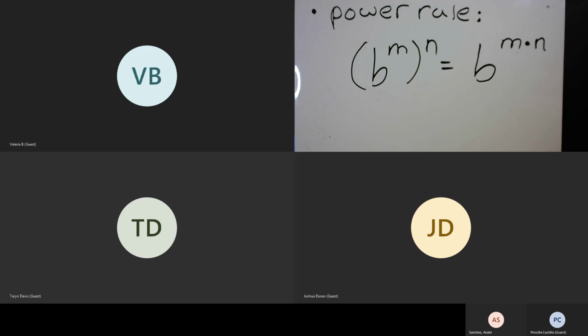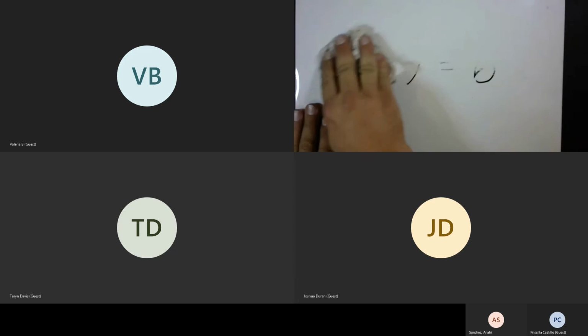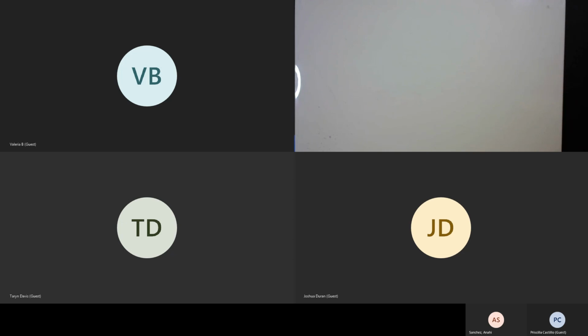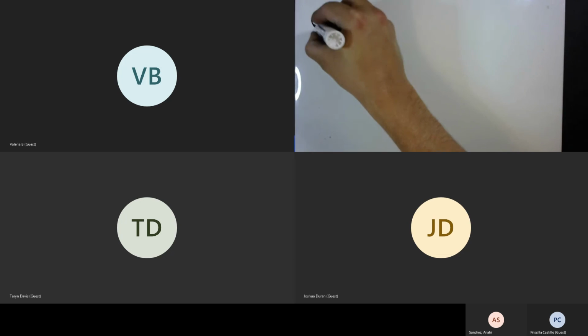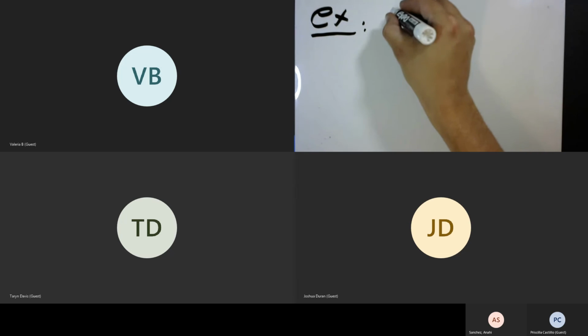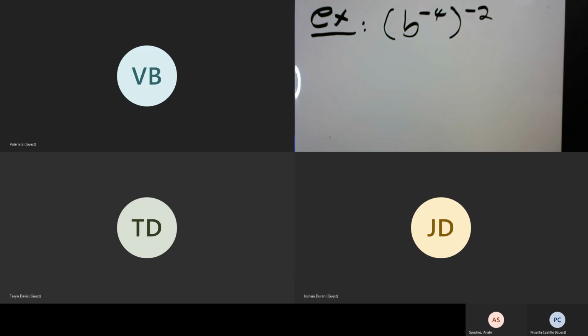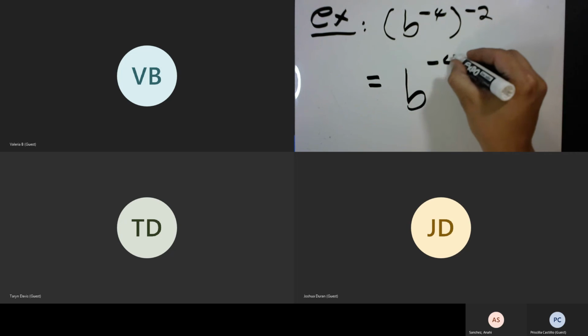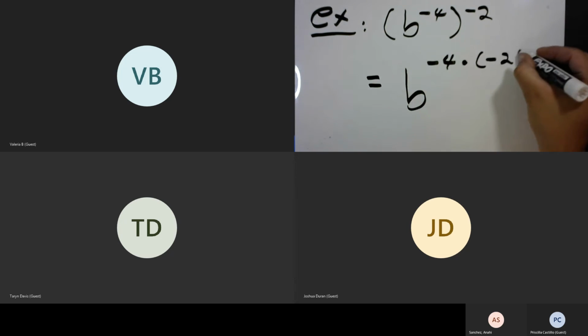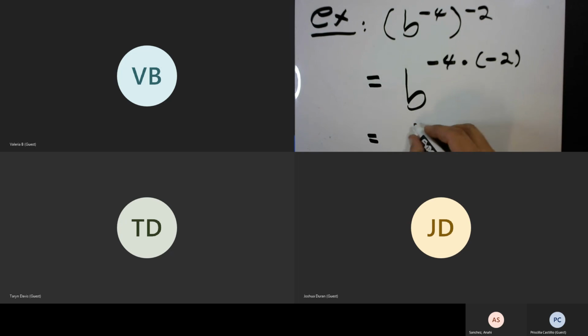So let me do an example. So what we're going to get here is b to the -4 times -2, and that's going to become b to the +8. Any questions about that?